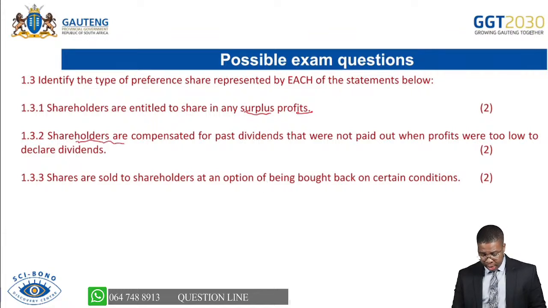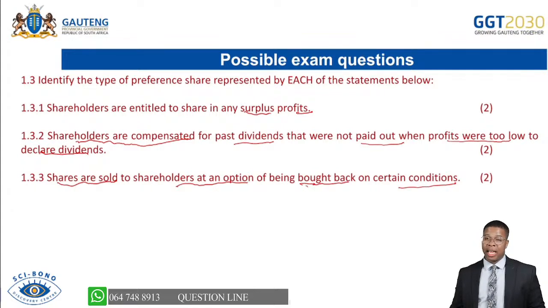And then shareholders are compensated for past dividends that were not paid out when profits were too low to declare dividends. What type of preference share is that? And then shares are sold to shareholders with an option of being bought back on a certain condition. And what type of preference share is that?